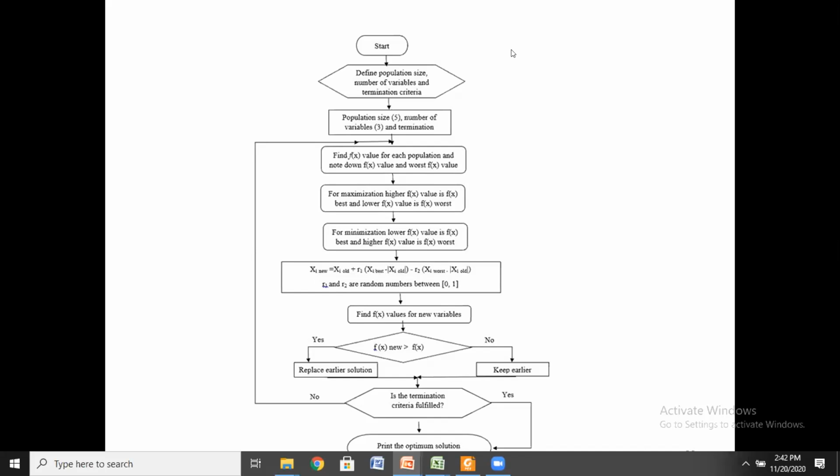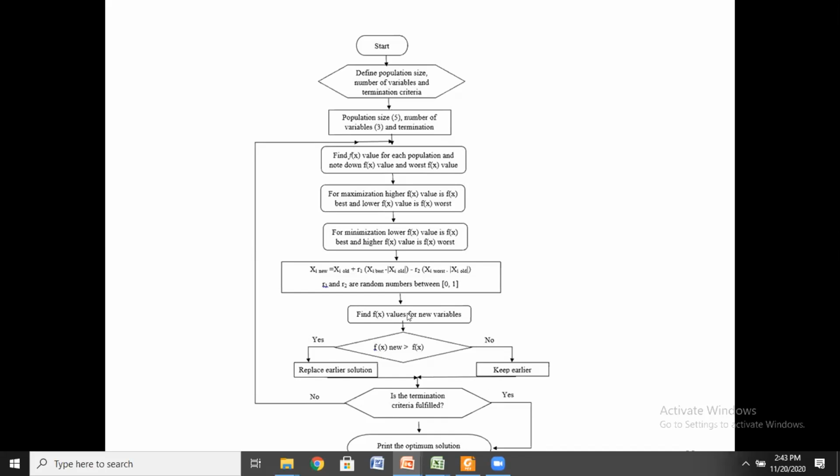So that's how this logic works. The next step here, you can see, is to find f of x, the objective function, for the new variables. If f of x new is greater than f of x, then replace the earlier solution. If no, keep the earlier solution.